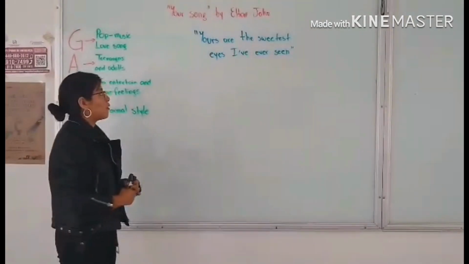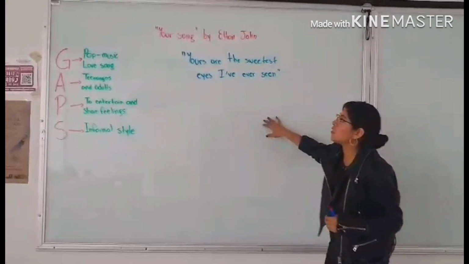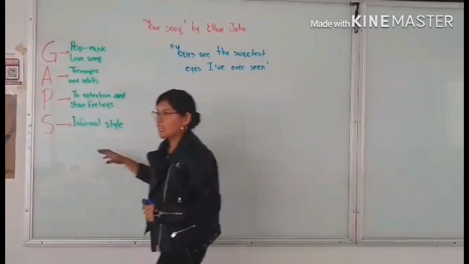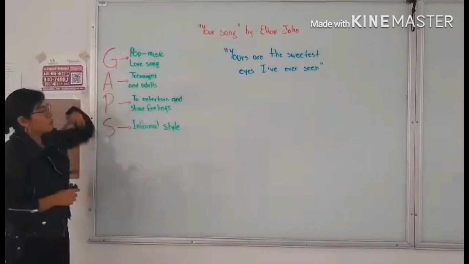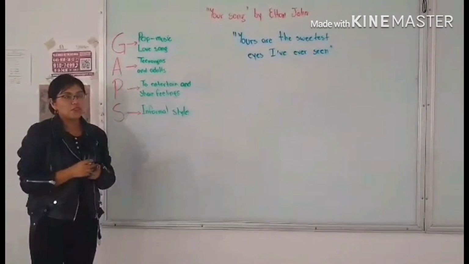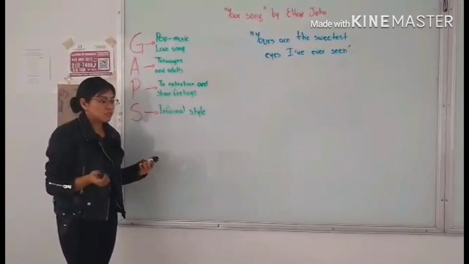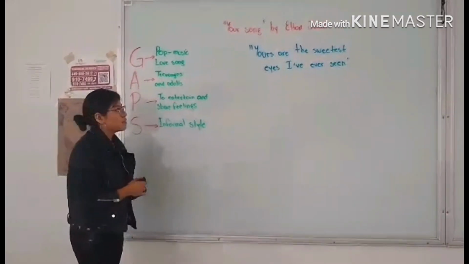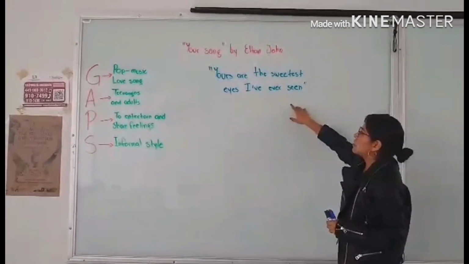This is Yanina, and we're going to analyze this sentence that is part of a song called Your Song by Elton John. But first we're going to analyze the genre, and the melody, which is pop music, but in special is a love song. The audience is for teenagers and adults that of course are in love. And the purpose is to entertain and to share feelings and to make people feel in love. And the style is romantic. So first we have the sentence, and the sentence is, yours are the sweetest eyes I've ever seen.